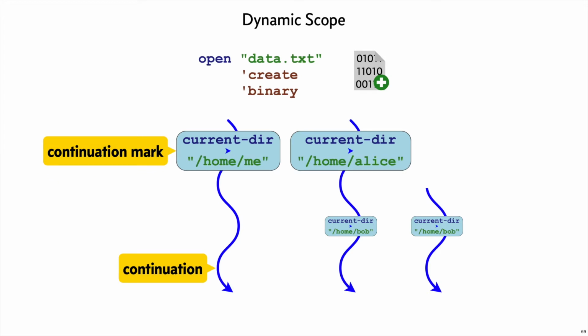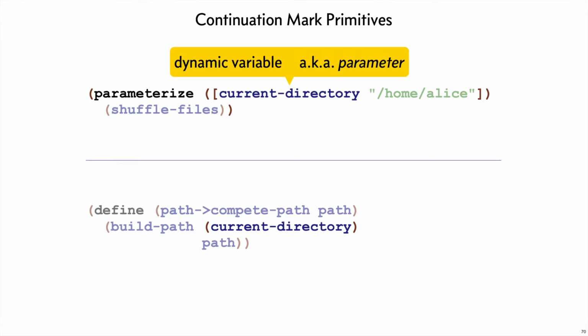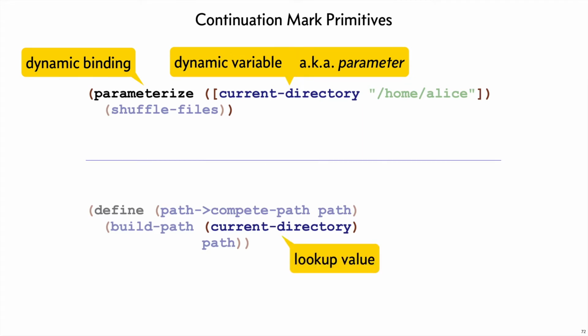In Racket, a programmer adjusts the current directory by setting a dynamic variable, also known as a parameter. The parameterize form adjusts the dynamic variable while it's evaluating its body, in this case shuffle files. During that evaluation, the value of a parameter is available by calling the parameter like a function. But parameters and parameterize are not the primitives in Racket.